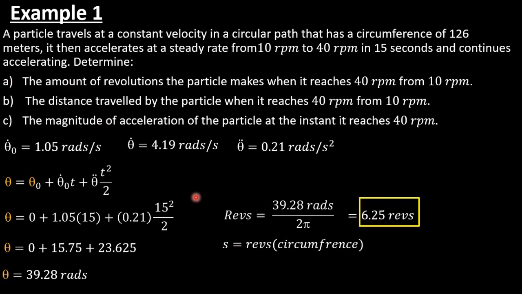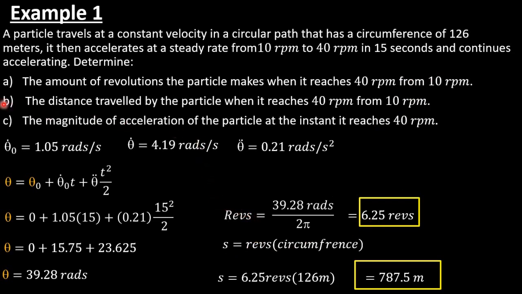To find the distance travelled, S is going to be the number of revolutions times the circumference. I'm told in the question the circumference of the circle is 126 meters. If I multiply that by the number of revolutions it makes, I'll get the distance travelled by the particle. The revolutions was 6.25, times 126, and I get 787.5 meters. That is my answer for part B.